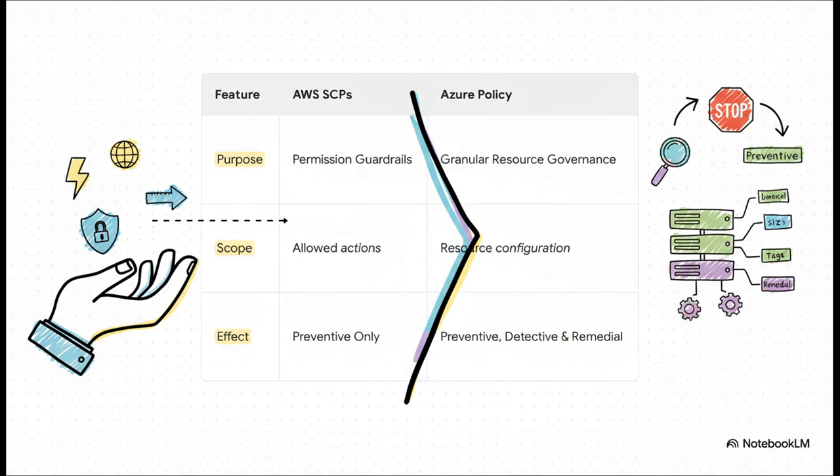So, to boil it all down, AWS SCPs are all about controlling what actions a user is allowed to even try to perform. You can't launch this type of service in this region. Azure policy, on the other hand, is about controlling the configuration of the resources themselves, their size, their location, their tags. It is a fundamentally different philosophy on governance.